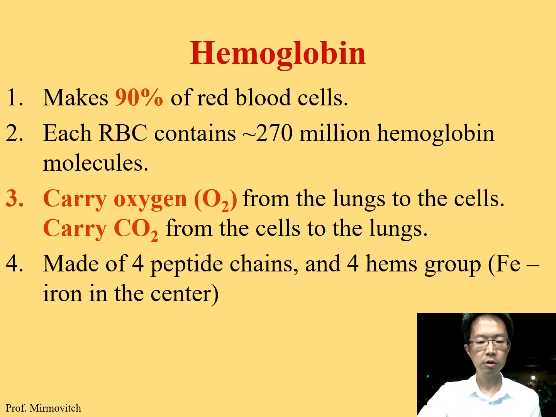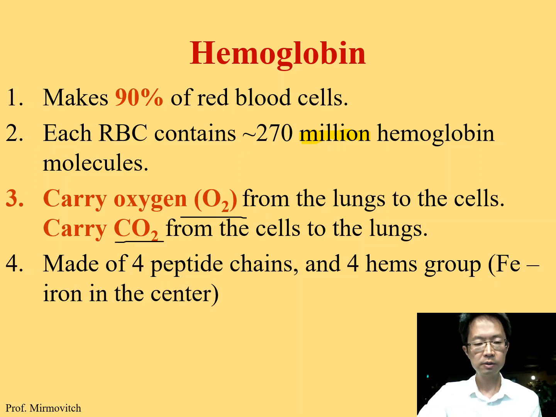The red blood cell is made up of 90% hemoglobin. The reason is that a red blood cell contains millions of hemoglobin molecules. I don't require you to memorize 270 million, but you can just estimate millions. Because of that, most of the red blood cell is hemoglobin. Red blood cells do not have a nucleus. And the function of hemoglobin you need to memorize: to carry oxygen and CO2.